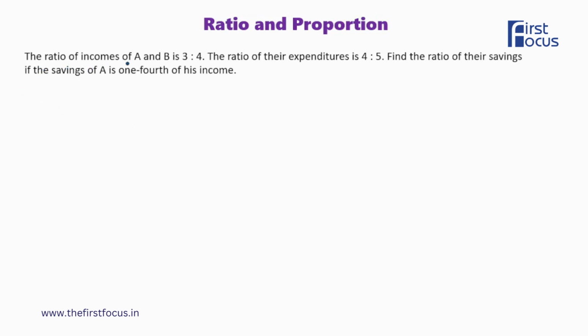The ratio of incomes of A and B is 3:4. The ratio of their expenditures is 4:5. Find the ratio of their savings if the savings of A is 1/4 of his income. We can take the income as x and expenditure as y. Then the income for A is 3x and for B is 4x. The expenditure for A is 4y and for B is 5y.